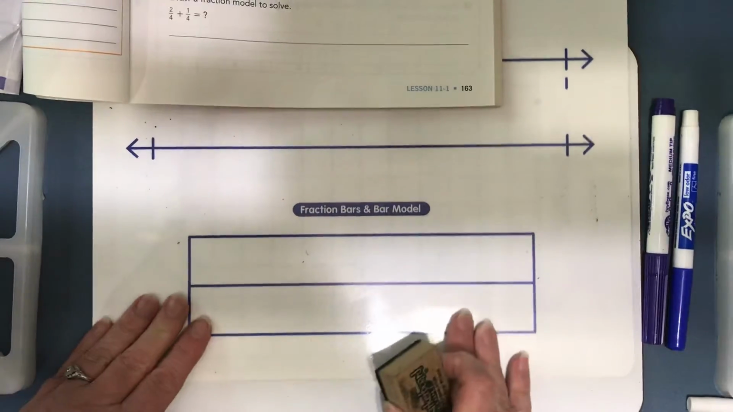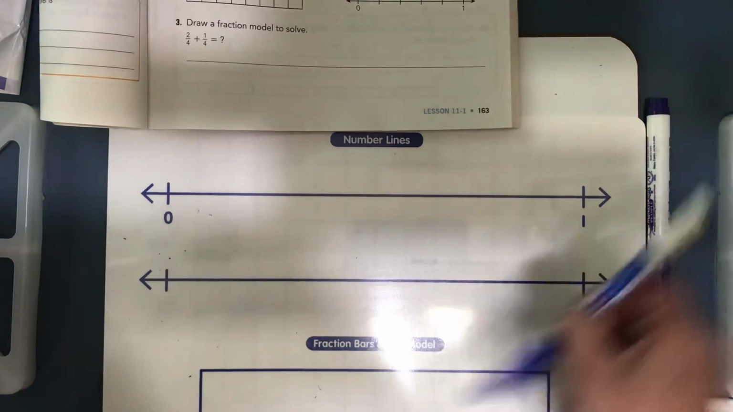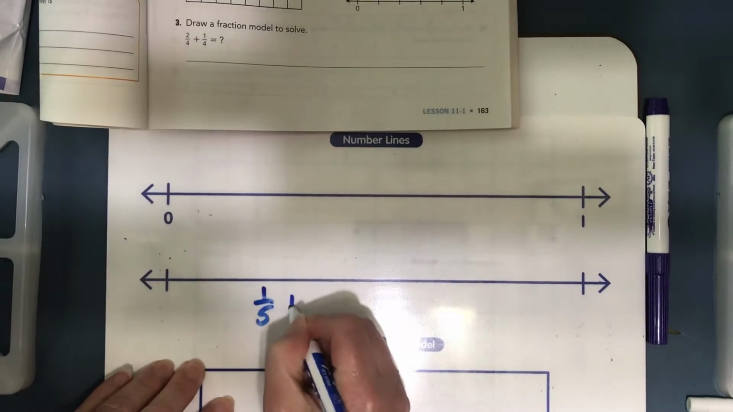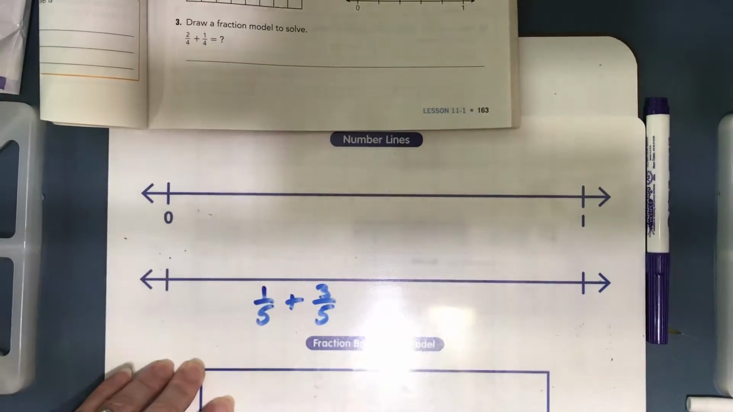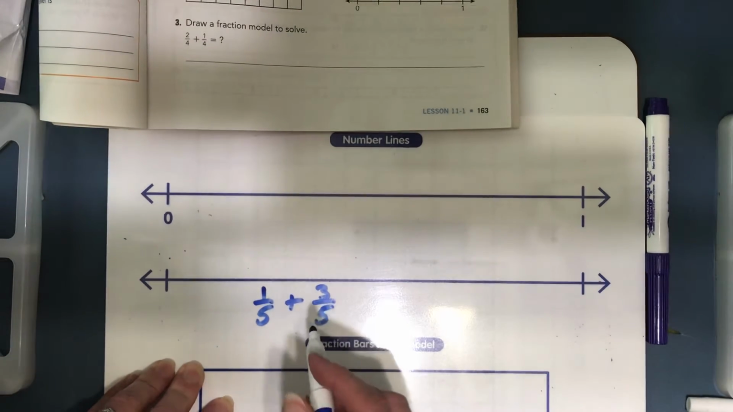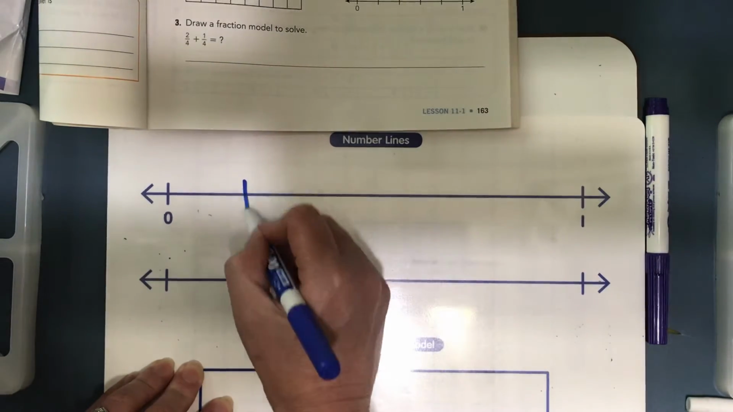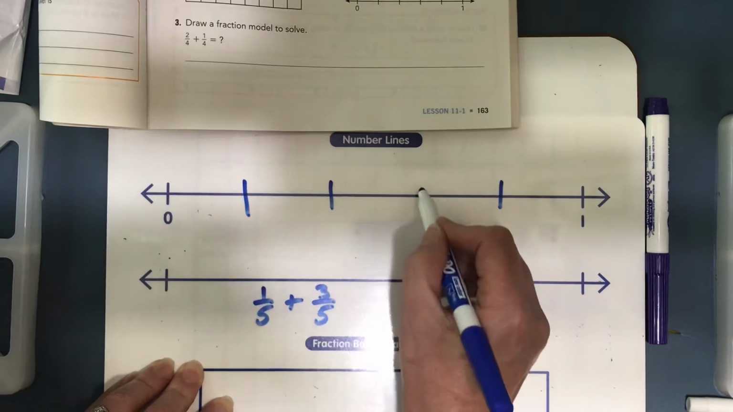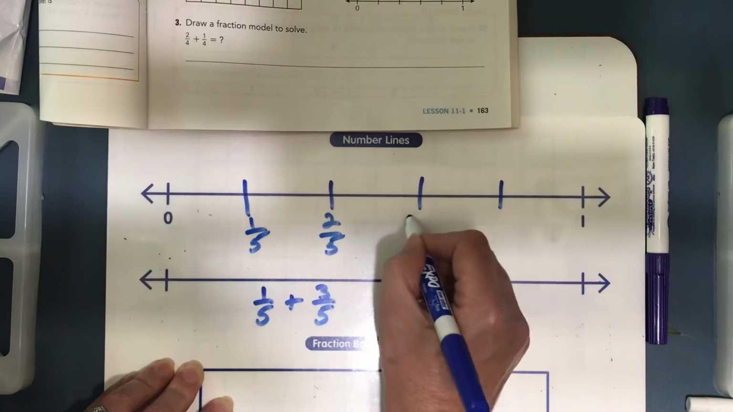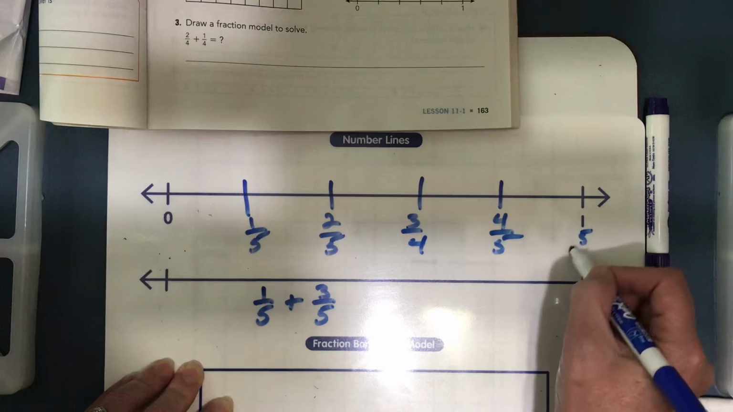But number 2 is using a number line. So here I have a number line drawn, and I'm going to add 1/5 plus 3/5. That's the problem that I'm adding. I'm going to do it on the number line. So first I have to divide my number line into 5 sections. 1/5 would come in between 0 and 1. So I'm going to do 5 sections. There are my 5 sections. So there's 1/5, 2/5, 3/5, 4/5, and then 1 whole would be 5/5.